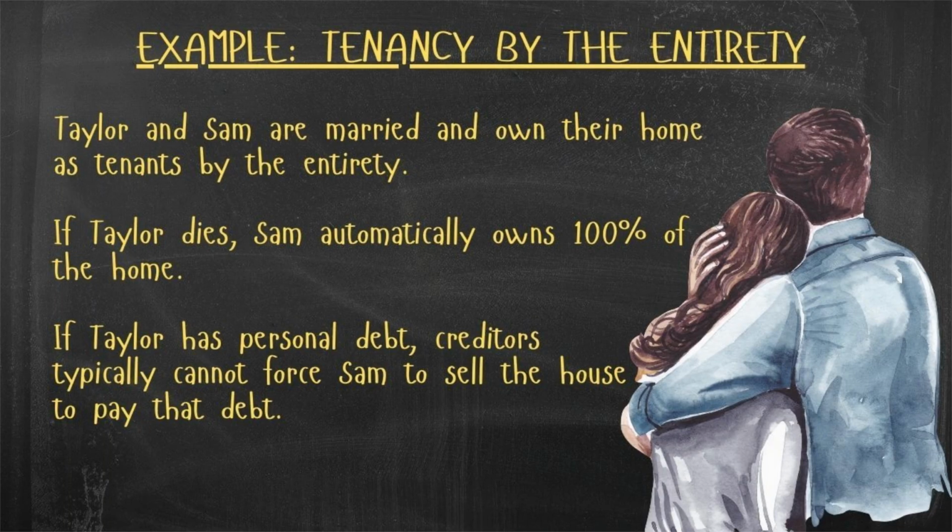Here's an example of tenancy by the entirety. Taylor and Sam are married and own their home as tenants by the entirety. If Taylor dies, Sam automatically owns 100% of the home. If Taylor has personal debt, creditors typically cannot force Sam to sell the house to pay that debt.